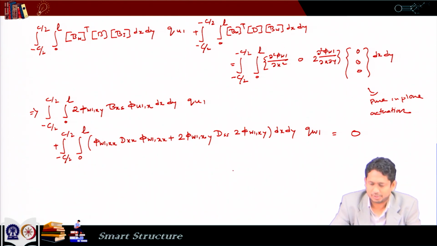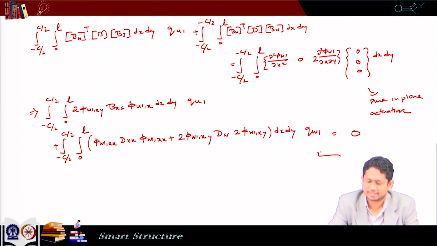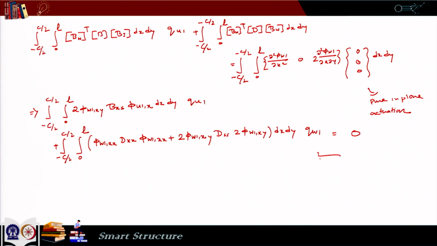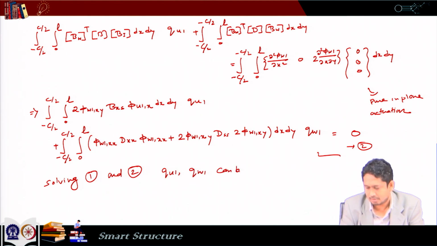So, we have got two equations. The previous equation is this. Here I have unknowns qu1 qw1. Next equation is this. Here I have unknowns qu1 qw1, and so two equations, two unknowns. We can solve these two equations. After solving these equations, we can find out qu1 and qw1. So, let us give some number to it. Maybe we call it 1 and maybe we call it 2. So, solving 1 and 2, qu1 qw1 can be found out.